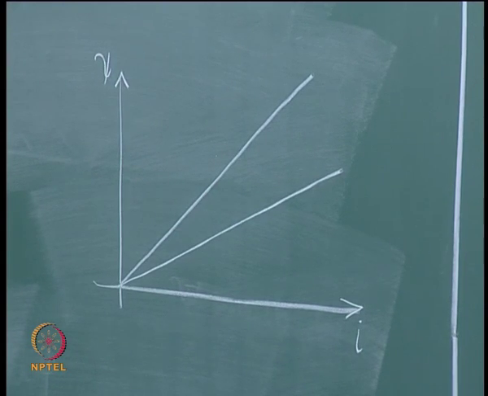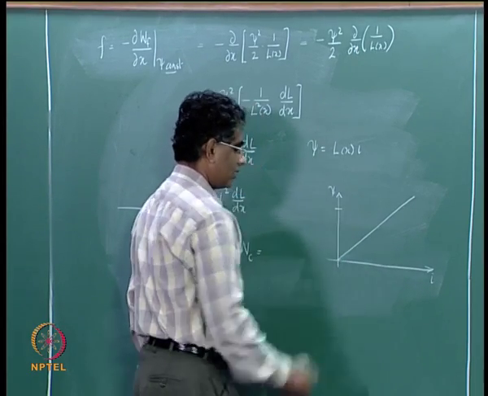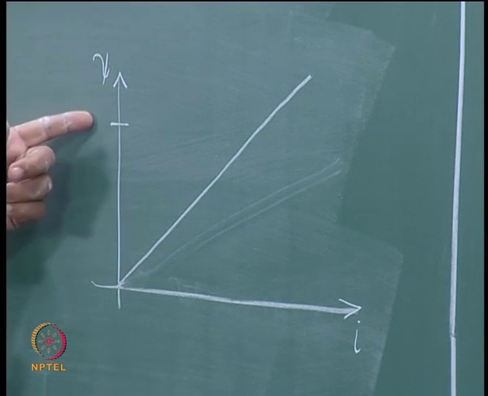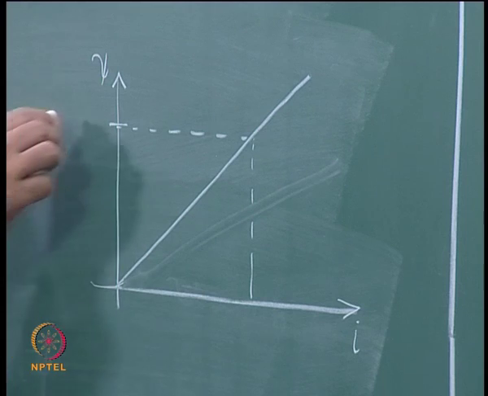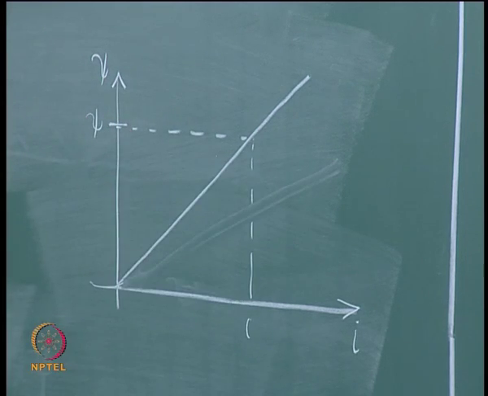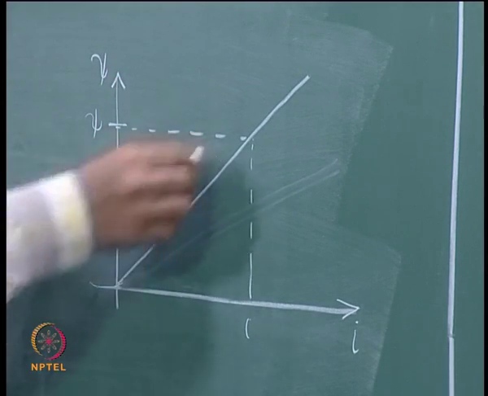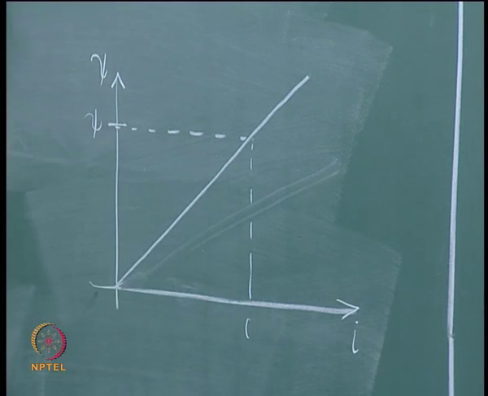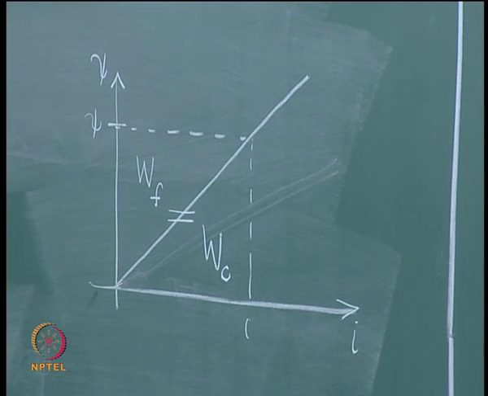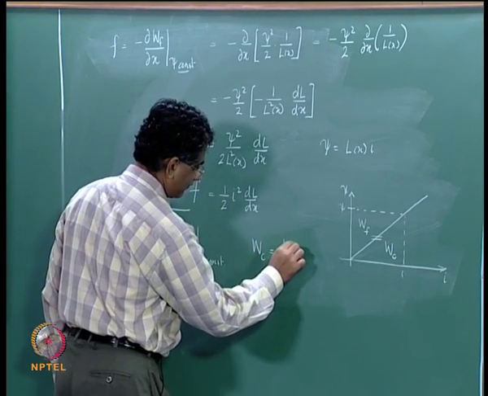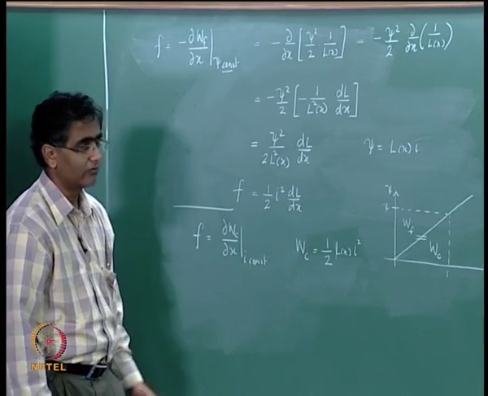So if you now consider this curve for a linear magnetic system and you look at a value of psi here and a corresponding value of I, now you see that the rectangle psi I is obviously divided into two halves by the diagonal of this rectangle, which is this curve. And therefore, because it is a diagonal of this rectangle, the area above the curve must be equal to the area below the curve, which means that in this case WF must be equal to WC. And therefore, WC is also equal to half of LX into I square.